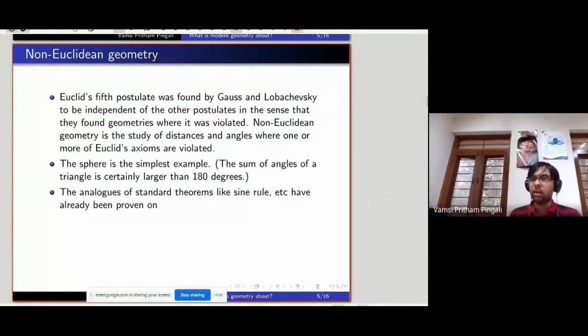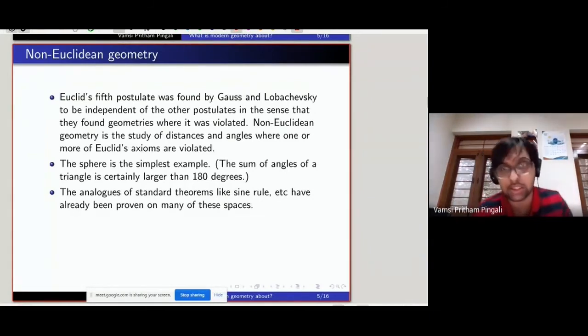So the analogs of standard theorems like sine rule, cosine rule, etc. I mean, lest you're thinking that there is low-hanging fruit for you to do research, not really. The analogs of these standard theorems have been proven long ago on many of these spaces, namely in hyperbolic space, on the sphere, and of course we already know in Euclidean space, right?